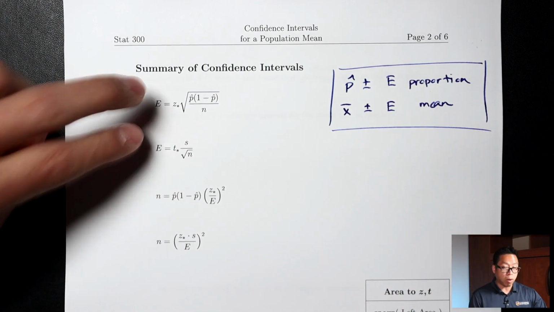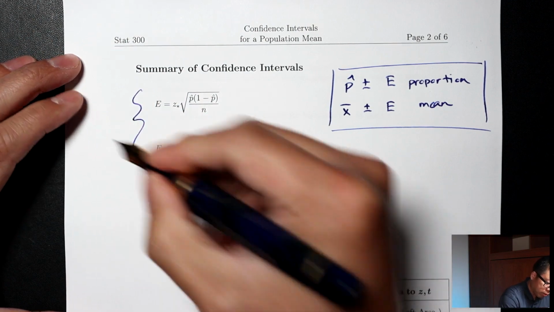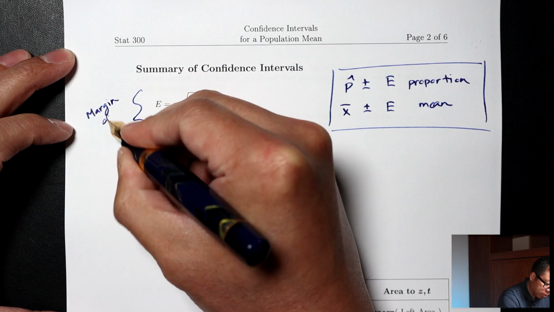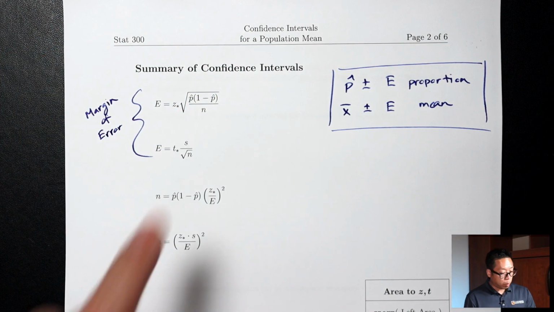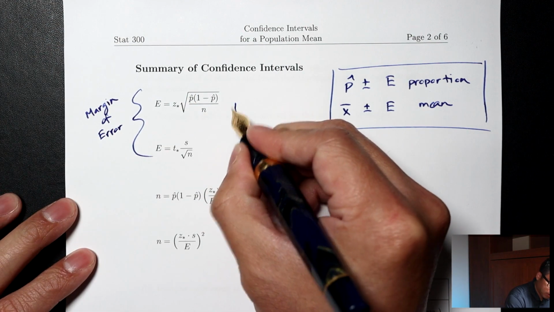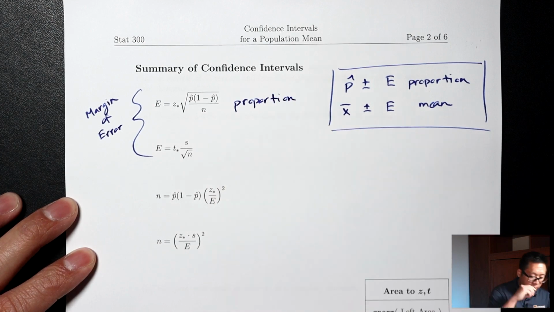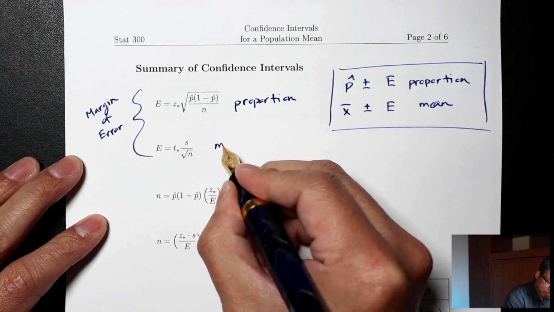The first two formulas here are formulas for finding the margin of error. The first formula with the z star and the p hats, that's for the proportions. The second formula with the t star, that's for the mean.